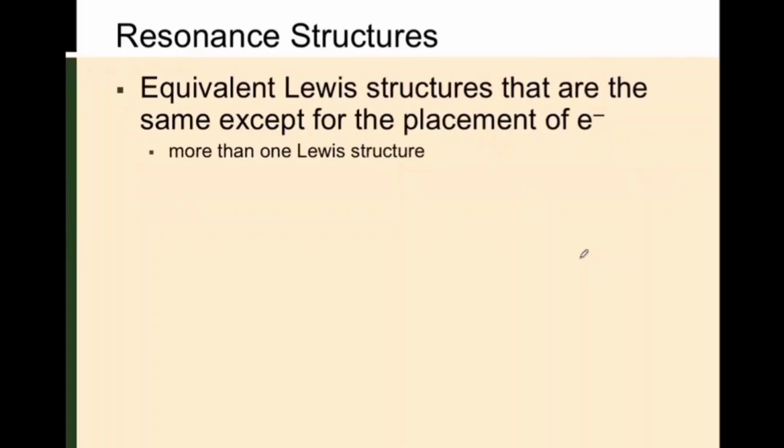Resonance structures then. So this is like the same Lewis backbone, but different placement of electrons. So equivalent Lewis structures that are the same except for the placement of the electrons. So more than one Lewis structure.